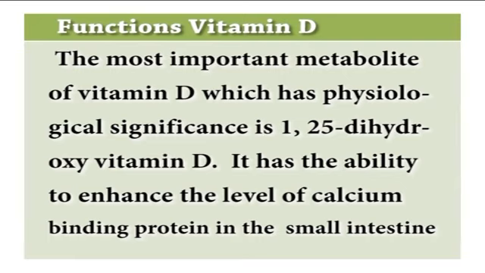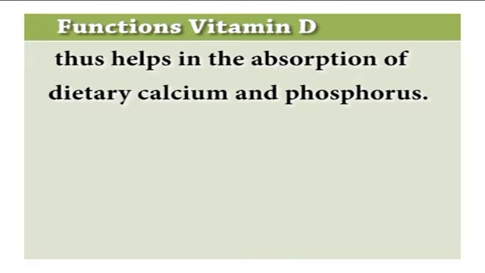Let's know about the functions of vitamin D. The most important metabolite of vitamin D, which has physiological significance, is 1,25-dihydroxy vitamin D. It has the ability to enhance the level of calcium binding protein in the small intestine, thus helping in the absorption of dietary calcium and phosphorus.